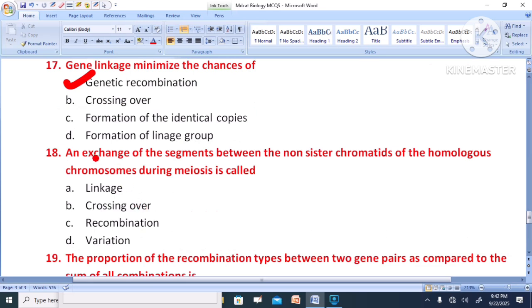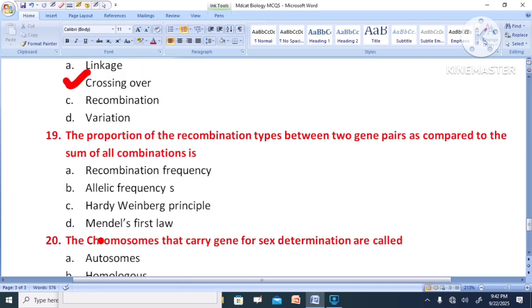So the next question is, an exchange of segments between the non-sister chromatids of homologous chromosomes during meiosis is called option A, linkage, option B crossing over, option C recombination, option D variation. So the right answer is option B, crossing over.